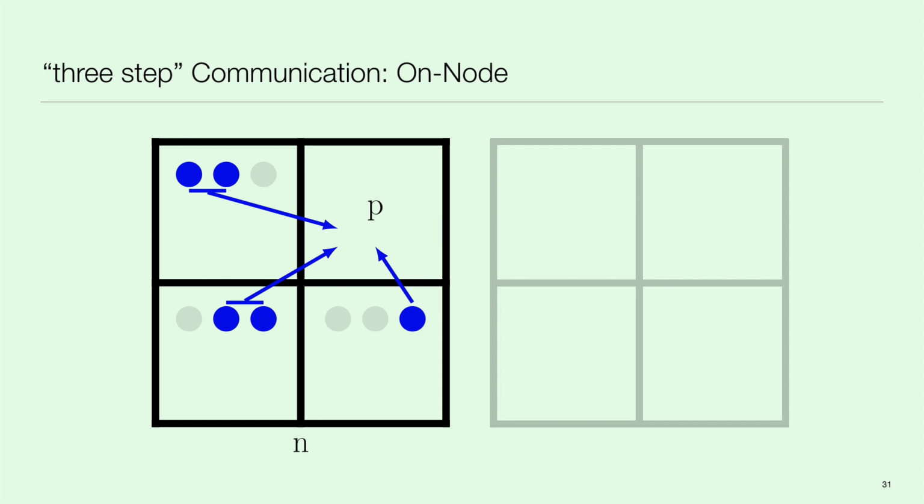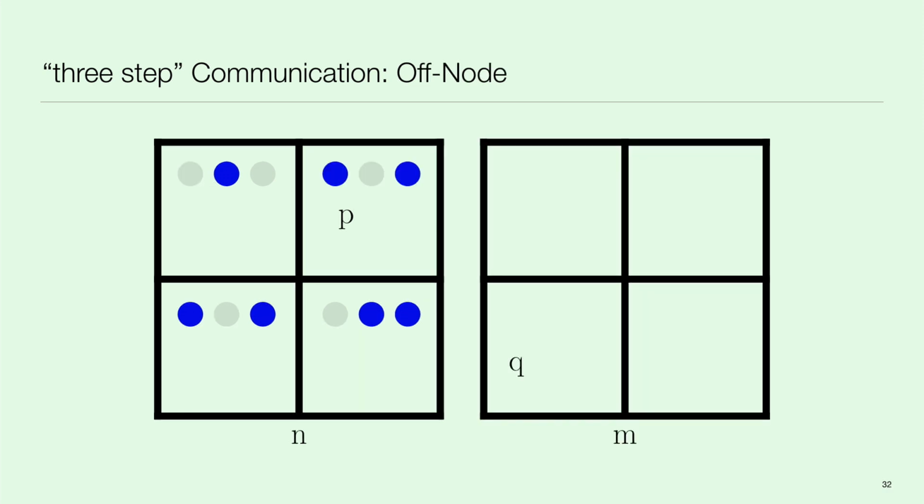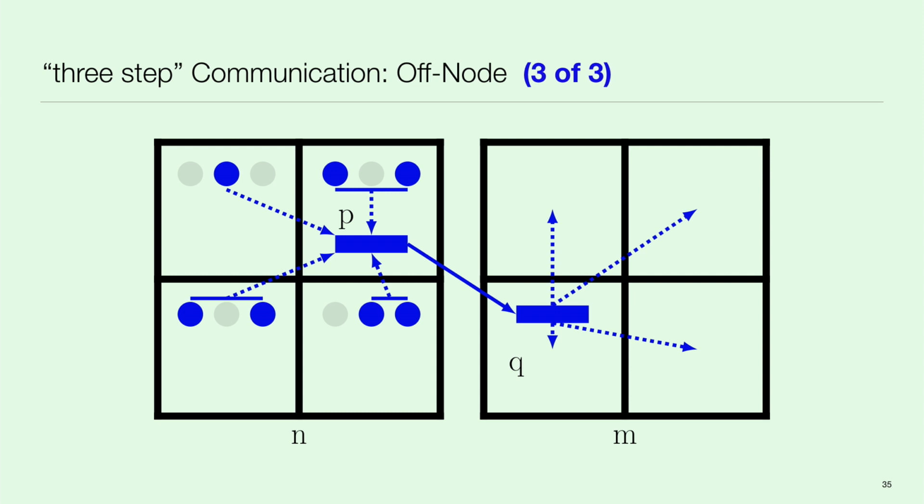And so here's something we term 3-step communication, because it has 3 steps. Actually, it has 4. The 0th step is that you can do communication on node. After that, we're going to do some off-node communication. So on that off-node communication, we're going to gather the things that need to go to node M. We're going to communicate them to node M, and then we're going to give everybody their information on node M.